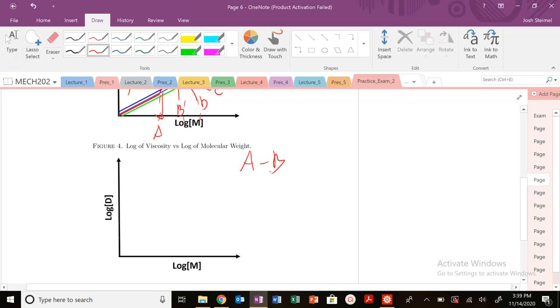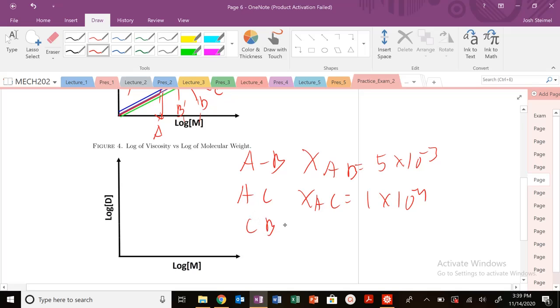AB, and then I'm looking at, so we know that chi AB was equal to 5 times 10 to the minus 3. AC, that chi AC is equal to 1 times 10 to the minus 4, and then chi of CB was equal to 8 times 10 to the minus 5, and then finally chi D is equal to minus 1.